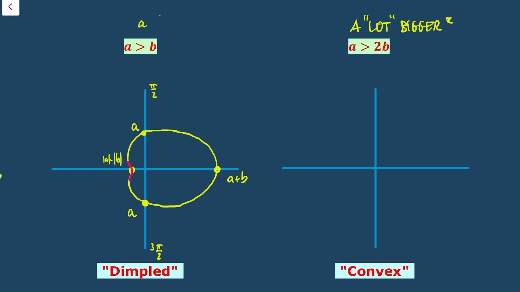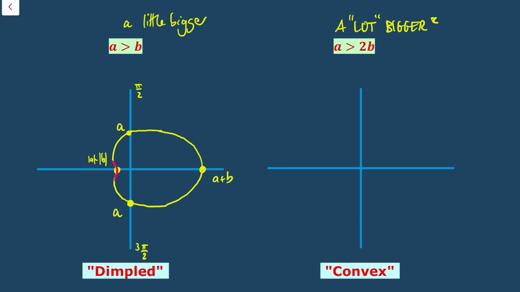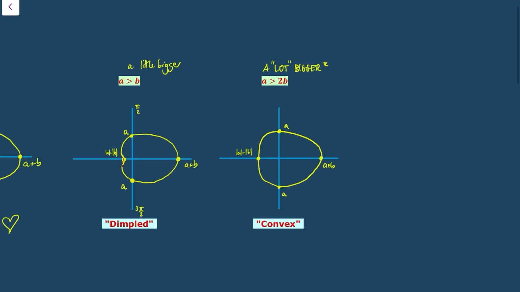This is when A is a little bigger. When A is a lot bigger, this dimple here actually straightens out. So I end up getting, again, start at A plus B, goes up to A, and I actually get this convex shape occurring. That's still mod A minus mod B. That is A, and that's A. So a convex shape, or a convex limacon. There you go. Those are the first four.